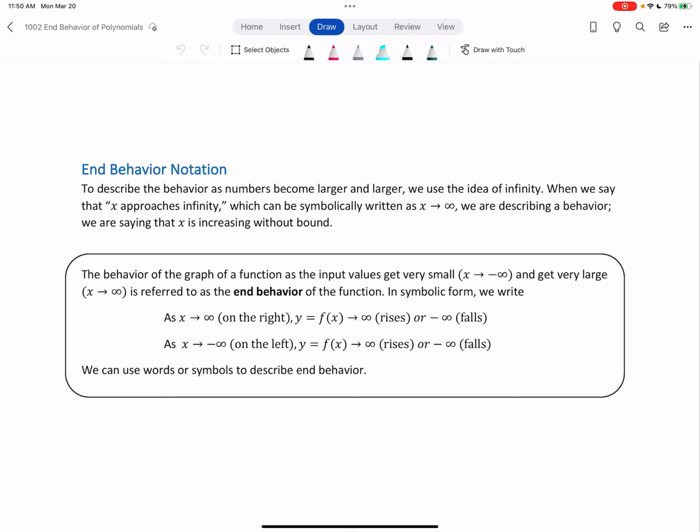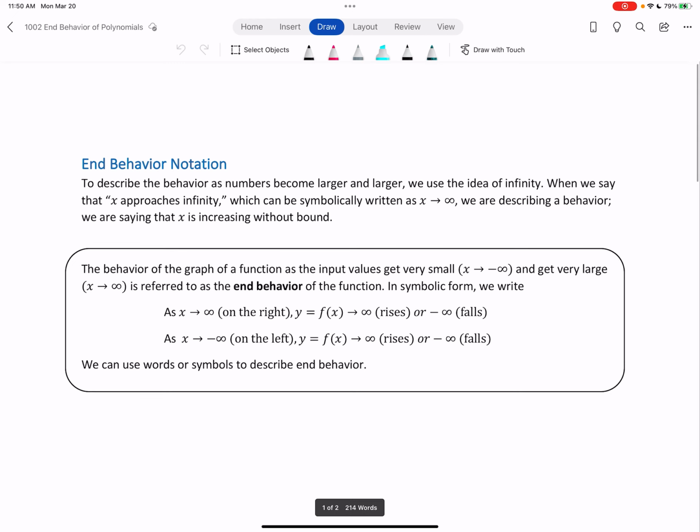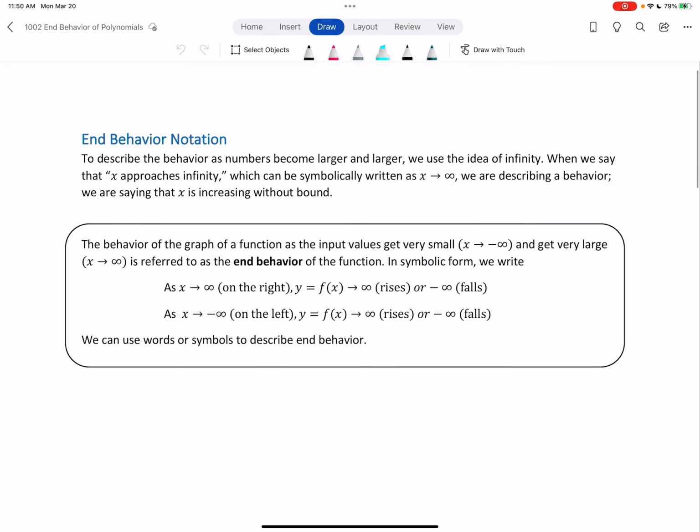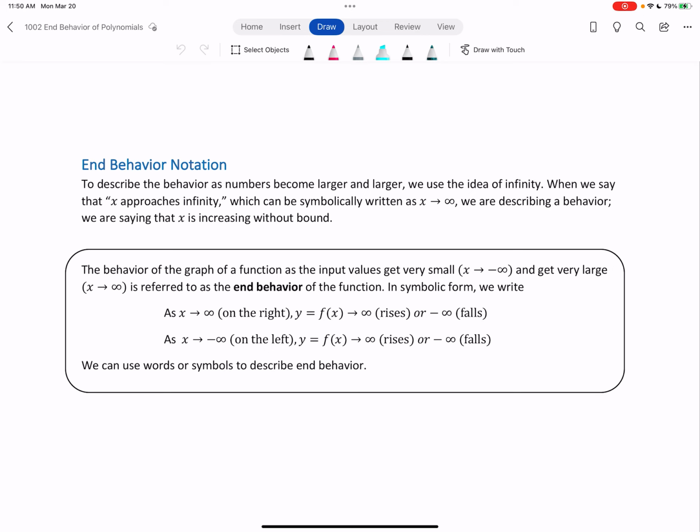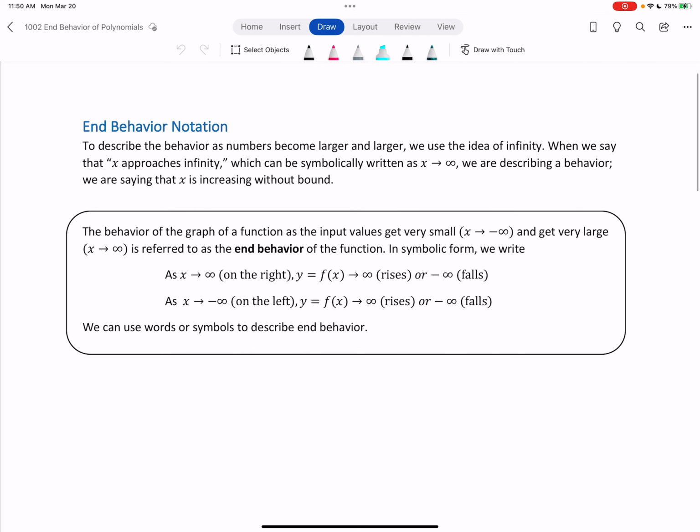So when we talked about polynomials and we talked about their graphs, we talked about them being smooth and continuous. They sort of went on forever. And so when we think about an important characteristic of polynomials, what we want to talk about is their end behavior. So what's happening as the values of x get very large and very large in the negative direction? So we can write this as x goes to infinity or x goes to negative infinity.